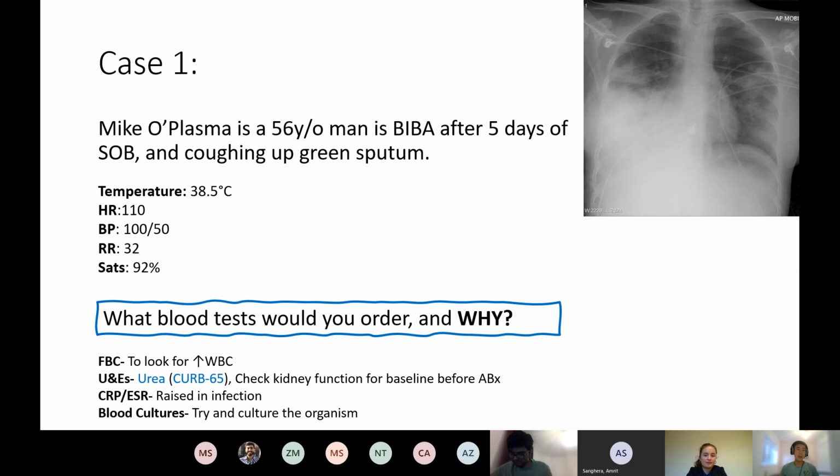We've got Mr. Mike Oplasma, a 56-year-old Irish man who's brought in by ambulance after 5 days of shortness of breath and coughing up green sputum. These are his obs. This is his chest X-ray. It's a pretty clear-cut picture. But I want you guys to tell me, what blood tests would you order and why?